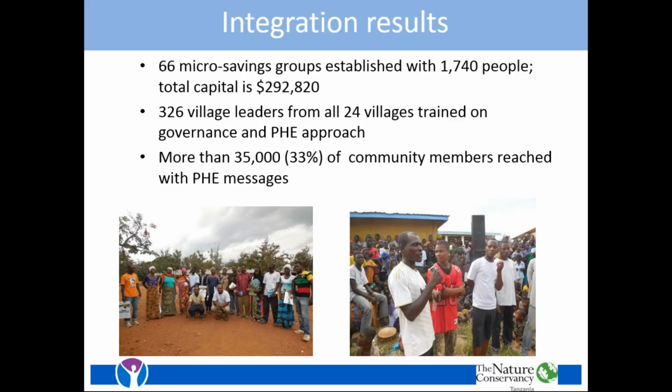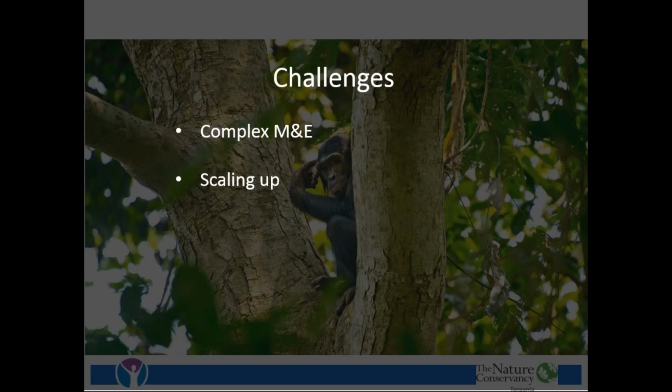And in terms of the governance area, 326 village leaders have been trained on good governance and using an integrated population, health, and environment approach. All villages are conducting quarterly community meetings and cover the PHE agenda during these meetings. We also have a very active community engagement process through sensitization meetings and the use of drama groups, through which we've reached over 35,000 people out of a community of 105,000 people. I'll hand over back to Craig for the final slides.